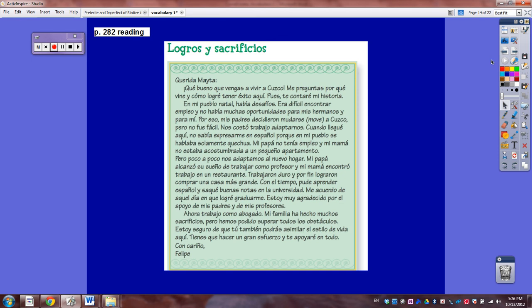Okay. Moving along. This is a reading activity that you need to do. So you need to read this in order to answer the activity that we're going to do in a moment. So, dear Maita, well, how good it was that you came to live in Cusco. You asked me why I came and how I had success here. Well, I will tell you my story.